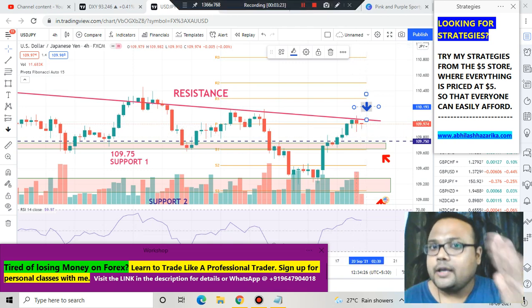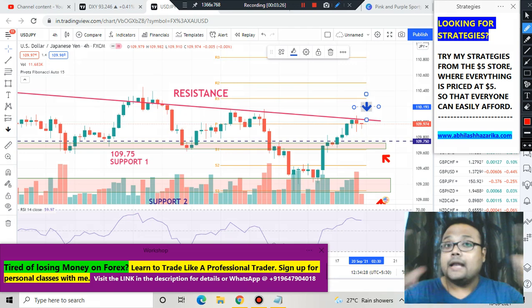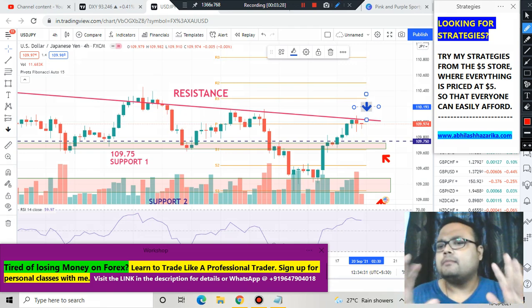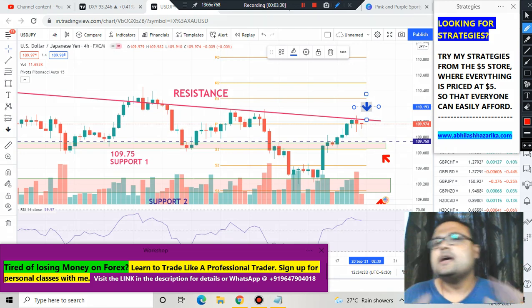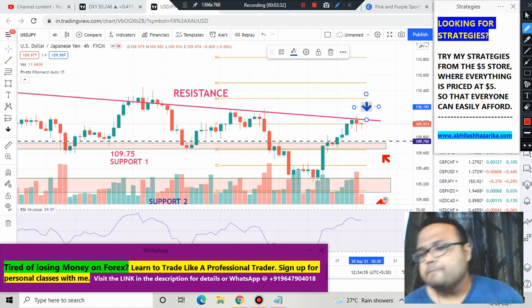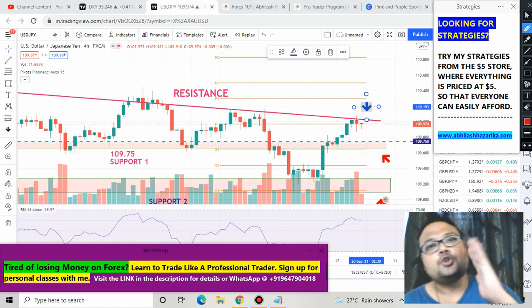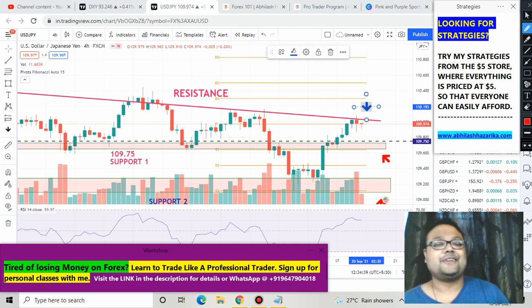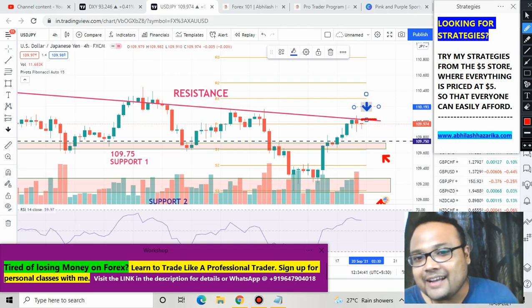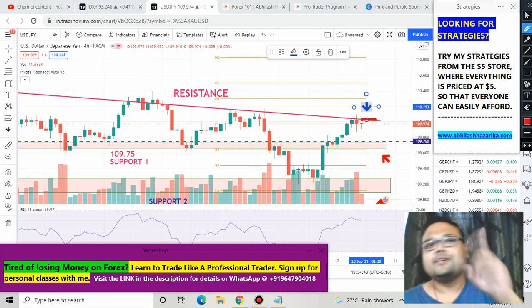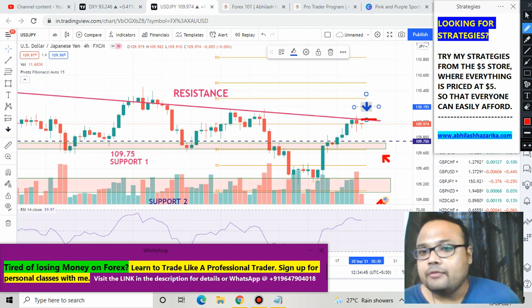So only short the market with proper analysis, and it would be better to wait for a couple of hours. After a couple of hours, if you see that the market is reversing, then short the market. That will be the best strategy. Short the market at the trend line. That is your first trading opportunity on Monday. And if you enter here, short the market here, then your target will be 109.75.